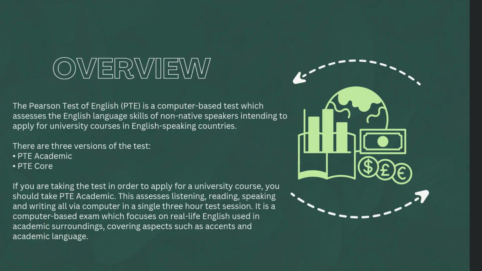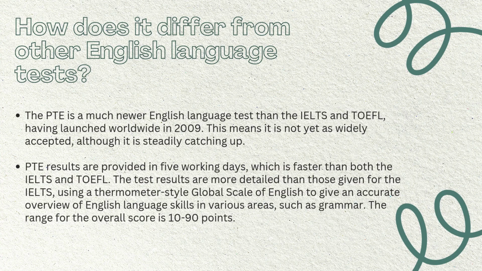How does it differ from other English language tests? PTE is a much newer English language test when it is compared to IELTS and TOEFL. So, it was launched in 2009. It ranges from 10 to 90 points. So, if you are giving this test, the score that you'll receive will be within 10 to 90.